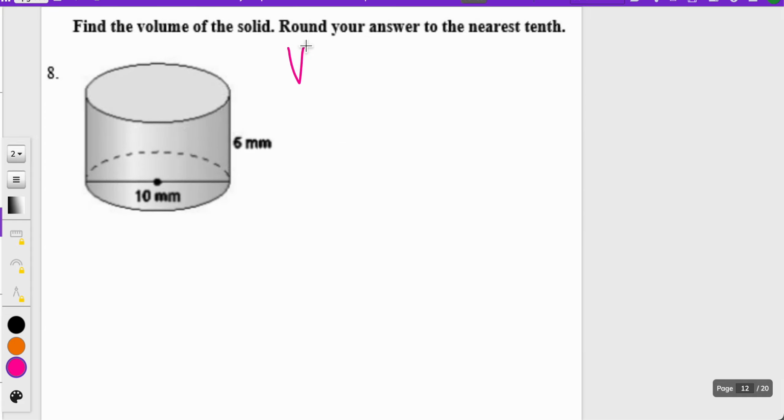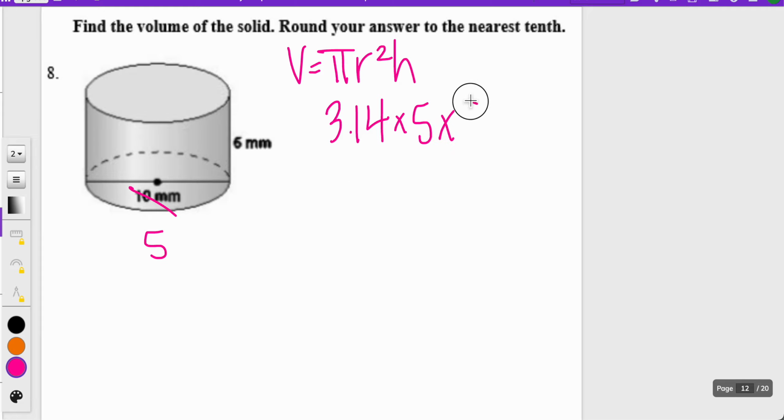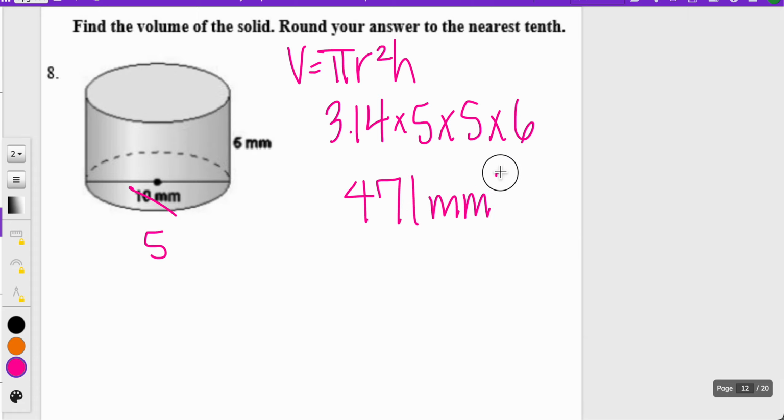This one is a cylinder for number 8. So pi times radius squared times height. So that's 3.14. My radius is not 10, it is 5. So I want to do times 5 times 5, and then times 6. So 3.14 times 25 times 6, I'm getting 471 cubic millimeters.